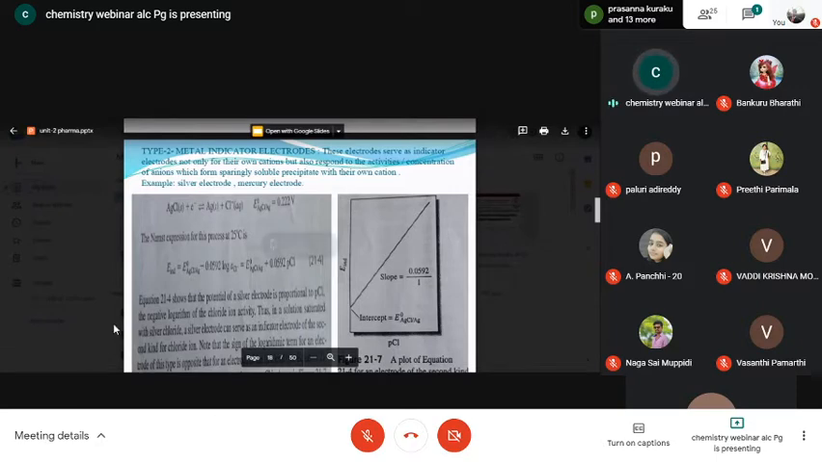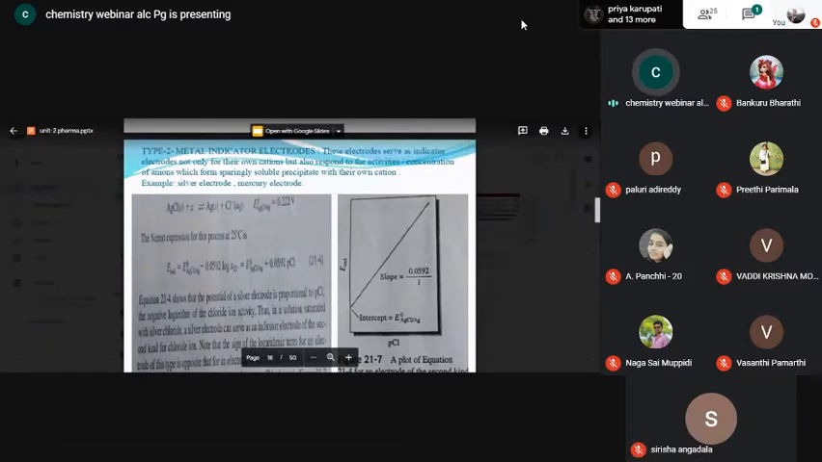Okay, why? How could I say this? Very simple thing. In the initial stages, the concentration of mercury will be very high. So the potential developed by the calomel electrode is directly proportional to the concentration of mercury ions. But as the titration is proceeding, what happens?